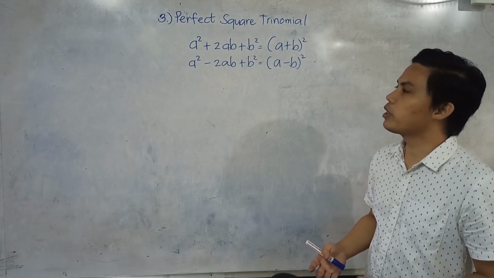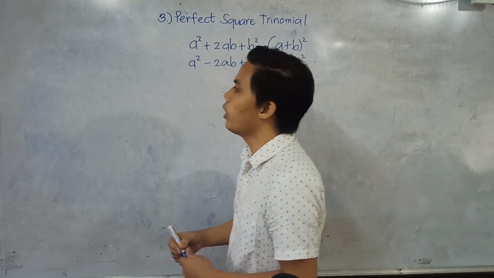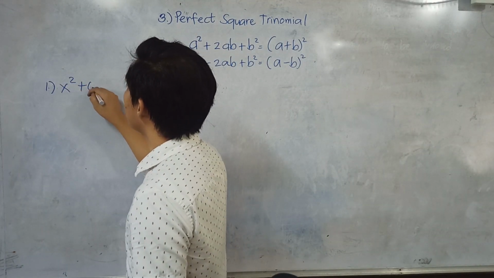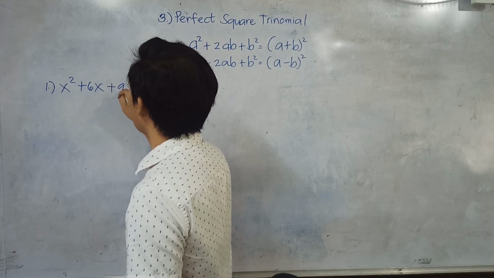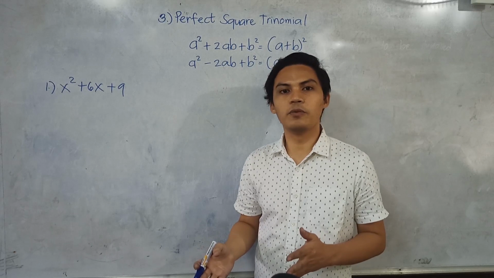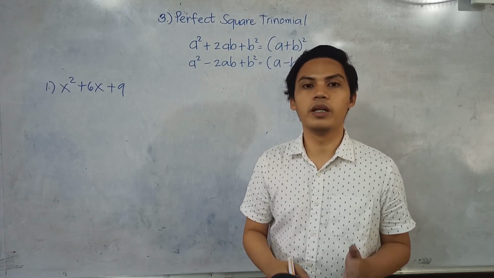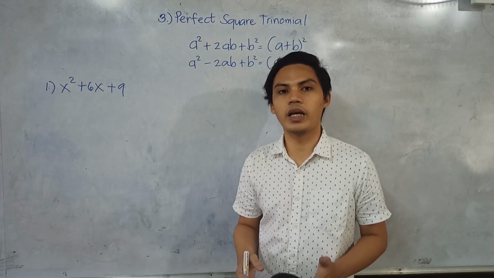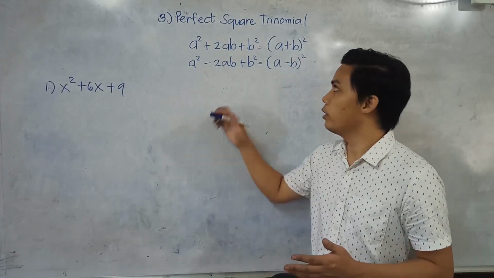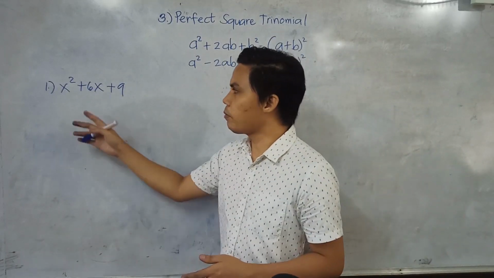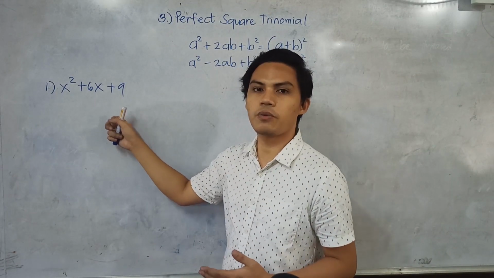So ano ba yung ibig sabihin ng perfect square trinomial? Halimbawa, ang example natin is x squared plus 6x plus 9. Now, hindi lahat ng trinomial is perfect square trinomial. Therefore, we need to examine first kung perfect square trinomial ba talaga siya. That's the time that we can use this type of factoring. Okay. Examine muna natin sa number 1. Is this a perfect square trinomial?